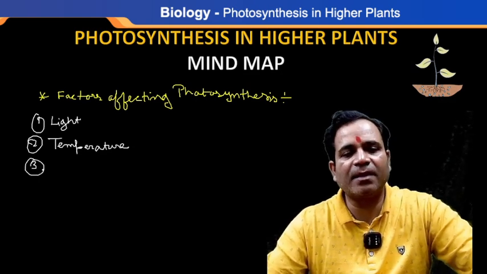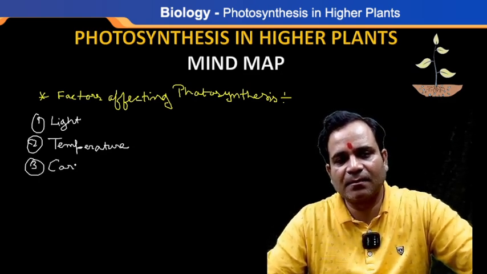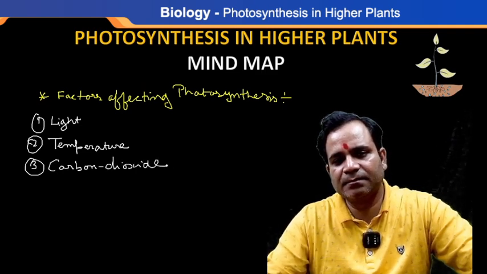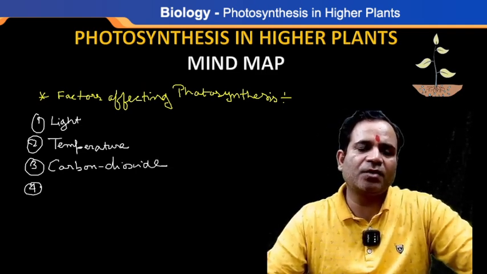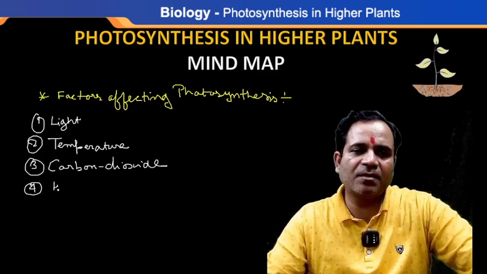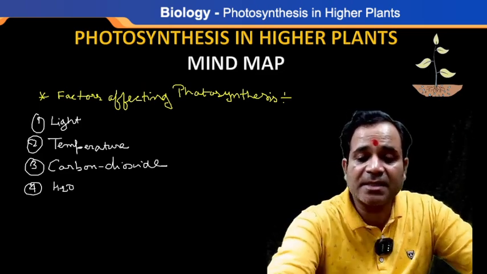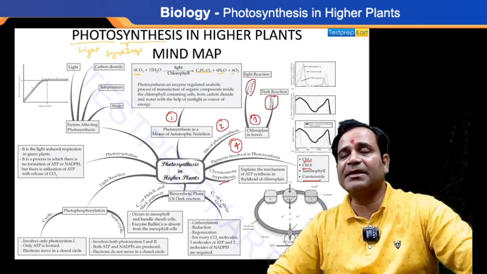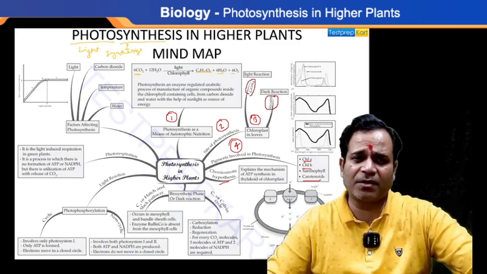The third thing is what? That is carbon dioxide, and the fourth one is, what I'm saying here, dear, water. So see, these four are very important, my dear, factors which affect the rate of photosynthesis.